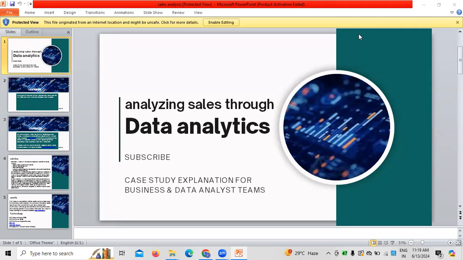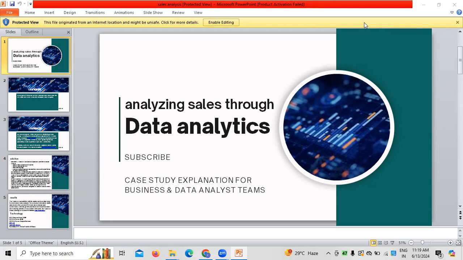So in this regard, I thought of making one explanation for the case study, which might be useful to people who are learning BA as well as data analyst, or who want to learn, or who have already learned and are applying for job opportunities, or people who are already working as a BA or data analyst. For everyone, it is something useful.